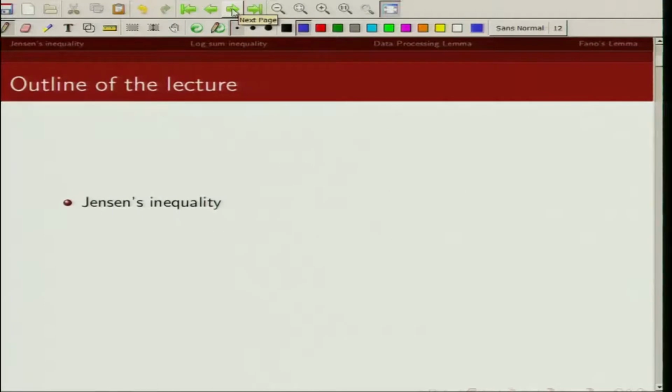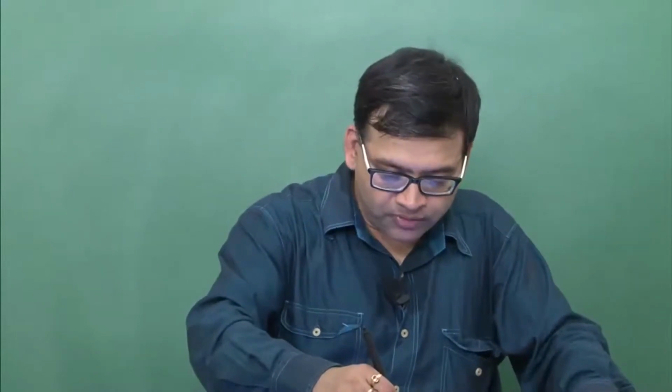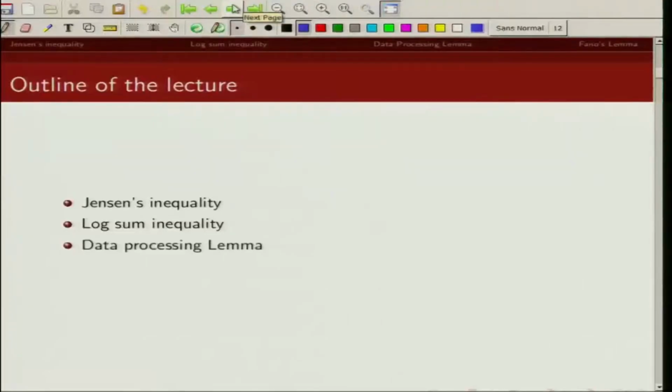Today we are going to talk about information inequalities. In particular, we will talk about what Jensen's inequality is and how it is used to find whether a function is concave or convex. We will talk about the log sum inequality and show one example of how we can use it to prove concavity or convexity of a function. Next we will talk about the data processing lemma, and finally we will talk about Fano's lemma. So this lecture will cover these inequalities and lemmas.